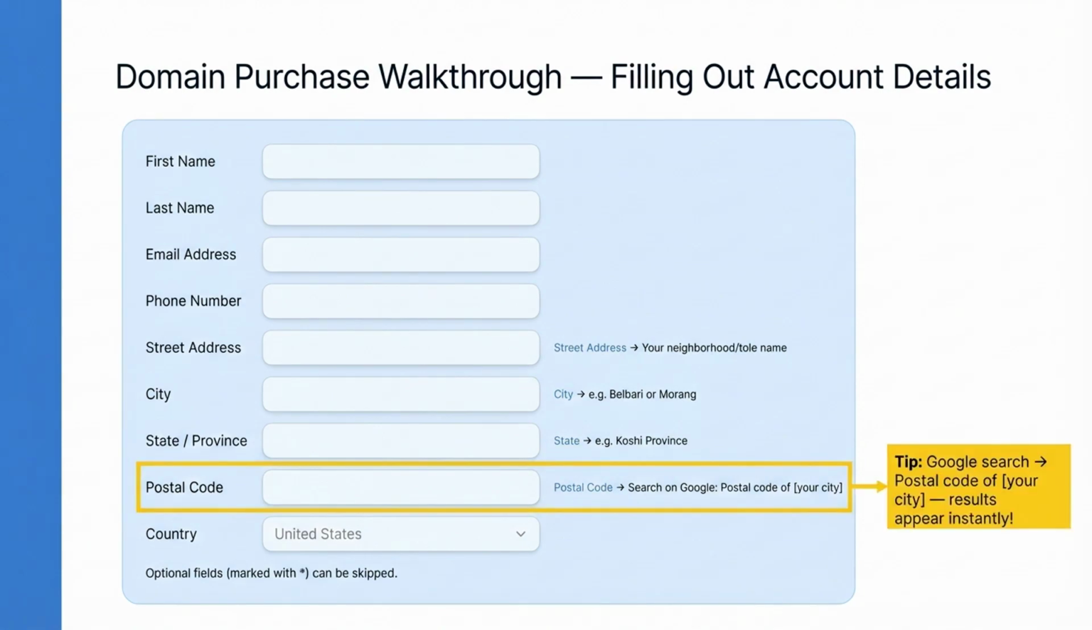The postal code is the one field that trips most people up because they don't know it off the top of their head. But it's the easiest to solve. Just open a new browser tab, type your city name followed by postal code, and Google will show you the answer right away. Copy it in, and you're done.